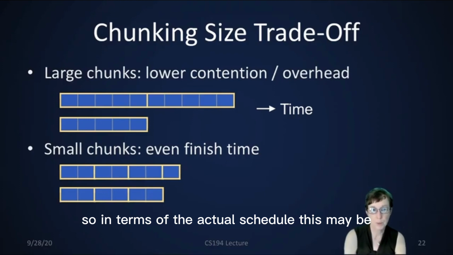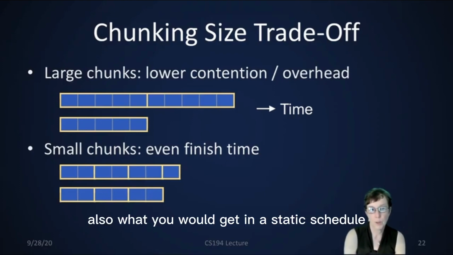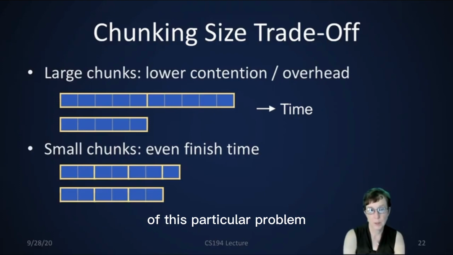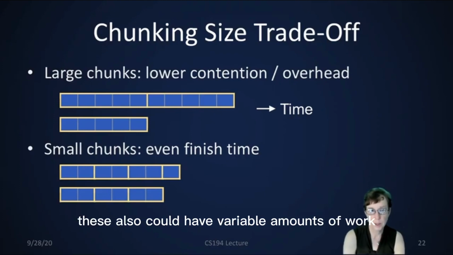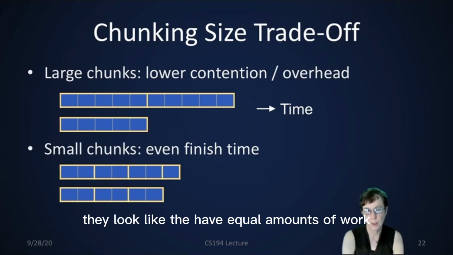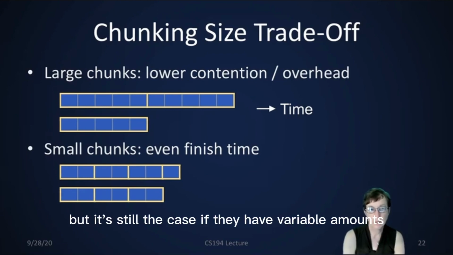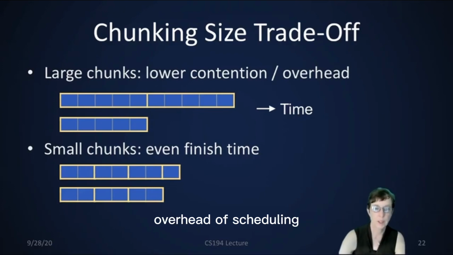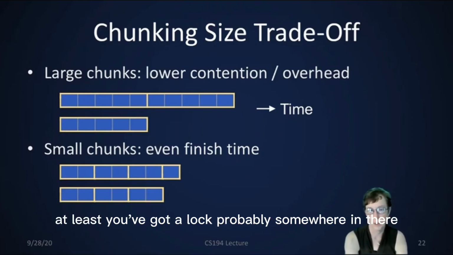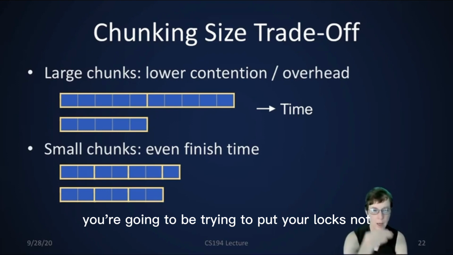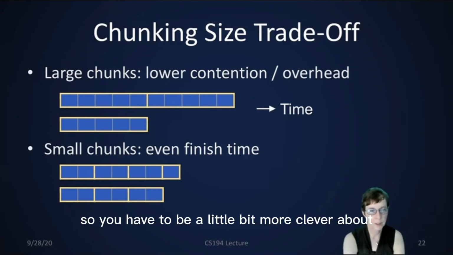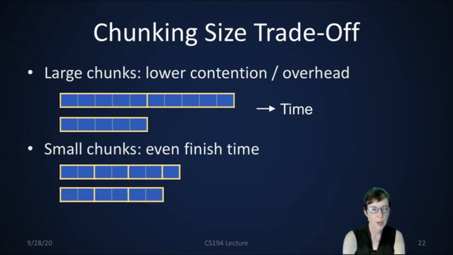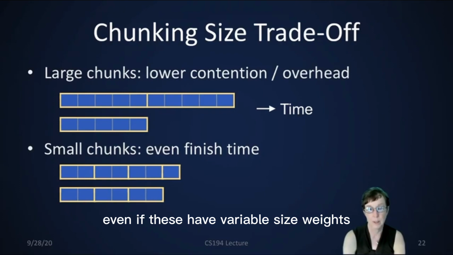So in terms of the actual schedule, this may be also what you would get in a static schedule of this particular problem. These also could have variable amounts of work. As I've drawn it here, they look like they have equal amounts of work. But it's still the case if they have variable amounts of work that larger chunks are going to lower the contention and the overhead of scheduling. You've got a function call, you've got to call the dequeue operation at the very least, you've got a lock probably somewhere in there. You're going to be trying to put your locks not around the whole thing. So you have to be a little bit more clever about how you implement your queue. Smaller chunks are going to give you a much more even finish time, even if these have variable size weights.